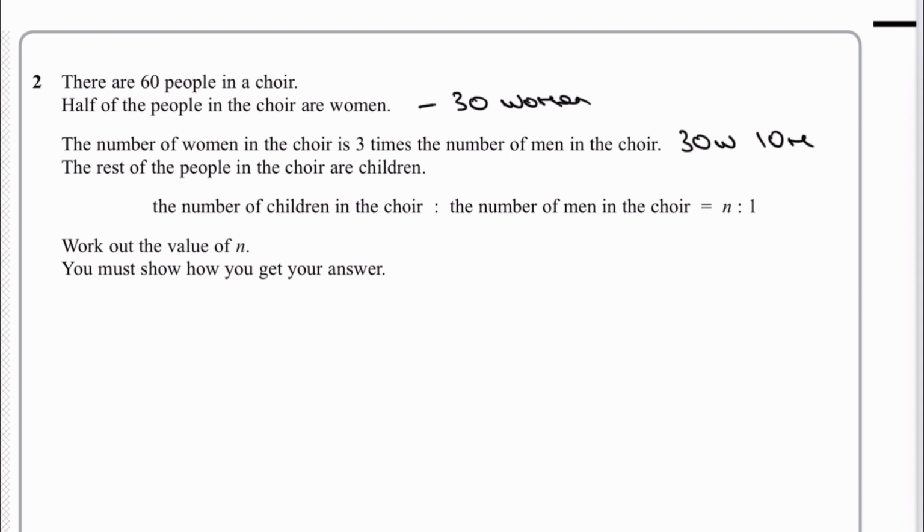So I've only really got to the third line here, and already I'm starting to tease out a little bit of information from this question. This line says the rest of the people in the choir are children. Well, we've accounted for 40 people: 30 women and 10 men. There's 60 people altogether, so there must be 20 children. Then it says the number of children in the choir is proportional to the number of men in the choir in the proportion of n to 1.